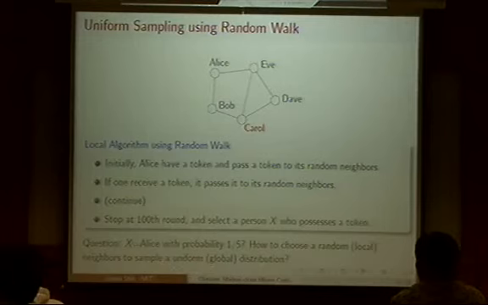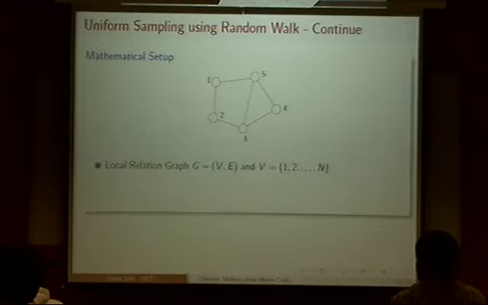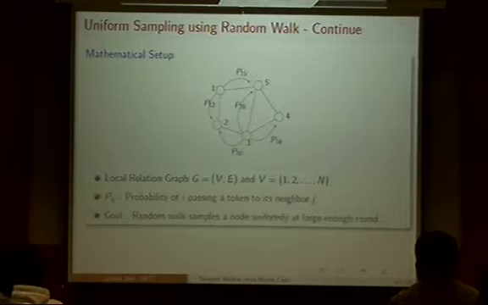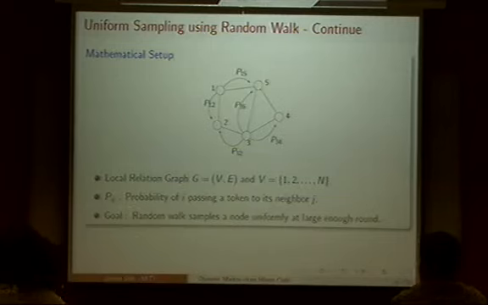This question can be reframed using more formal mathematical notation. This is a local relation graph G, same as before. And this Pij denotes the probability of person i passing a token to its random neighbor j. This is a probability between 0 and 1. Now our goal is that this random walk samples a node uniformly at random at large enough round.